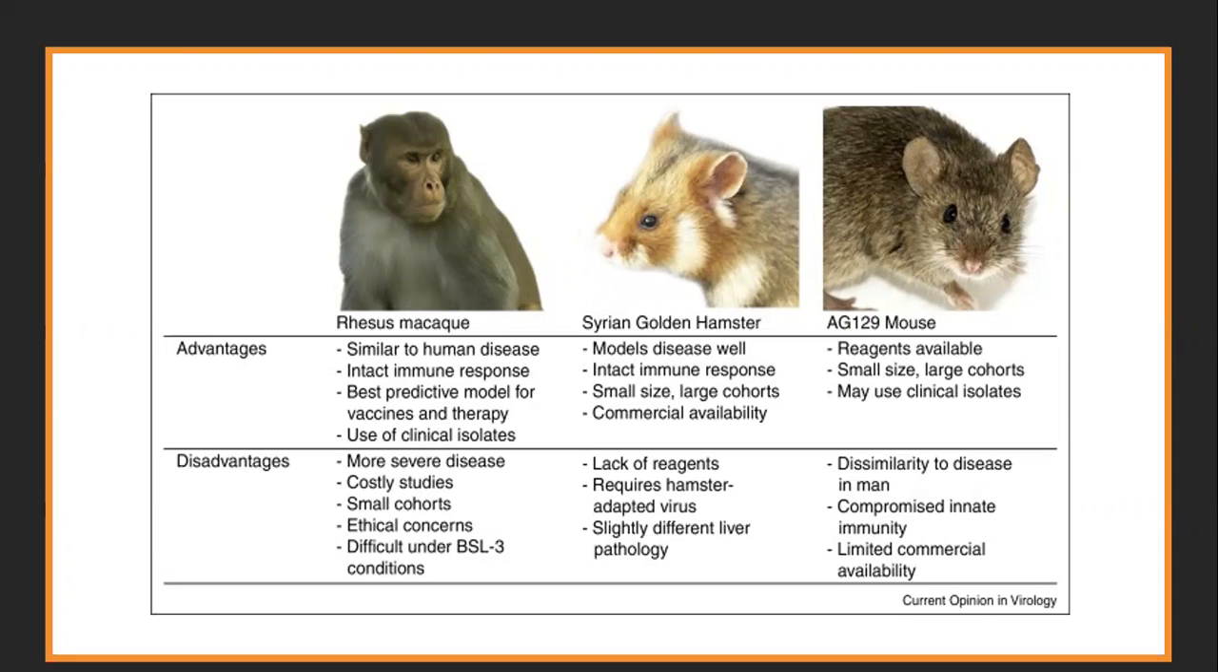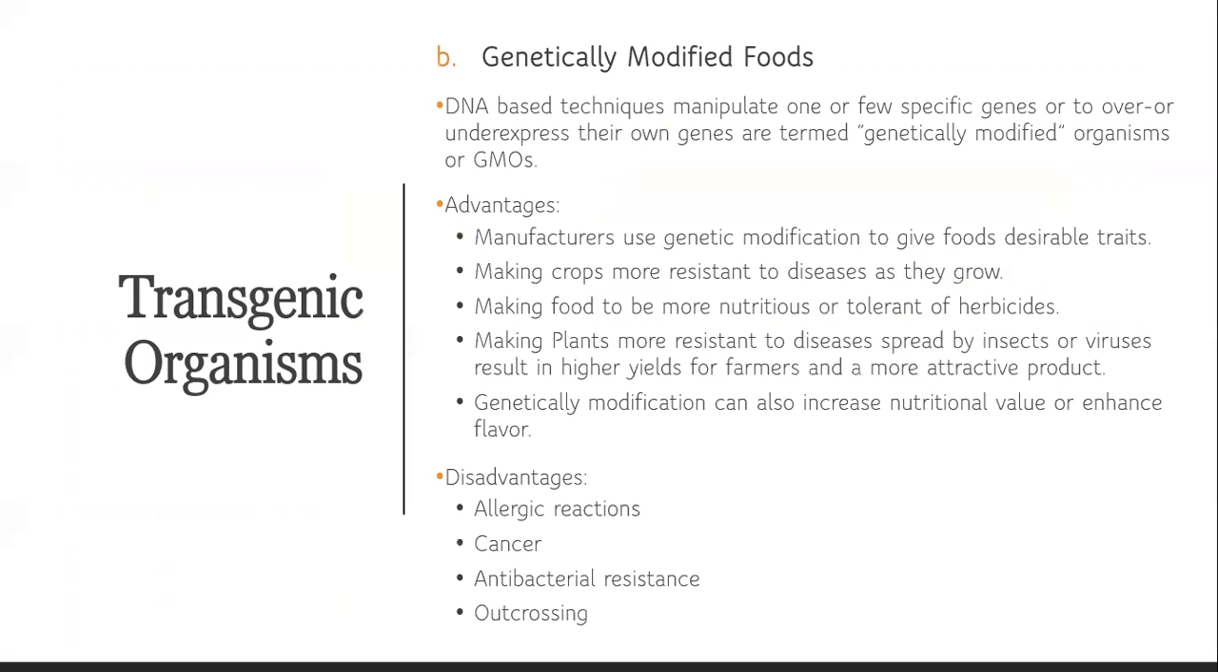Ang disadvantages, our monkey has more severe diseases and costly, mahal siya and there are ethical concerns and they're difficult under BSL-3 conditions. While the disadvantages for the hamster is lack of reagents and requires hamster adaptive virus and slightly different liver pathology. And for the AG129 mouse, the similarity to disease in man, and also has compromised innate immunity and limited commercial availability.